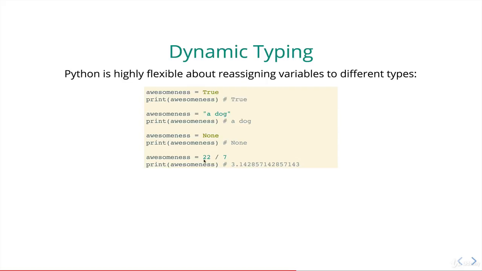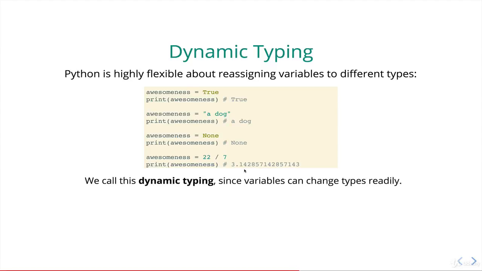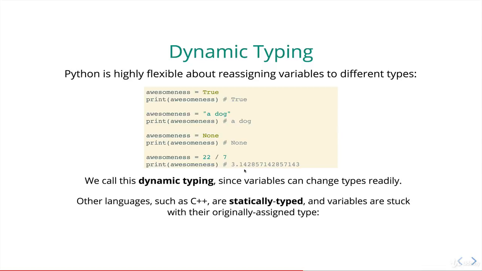Then we have awesomeness equals 22 divided by 7, and the result of that is a float. So this is just something that it's good to be aware of. But this is also something that is somewhat unique to Python. There are other languages that support dynamic typing as well, but there are lots of languages that don't. For example, languages like C++ are what's known as statically typed, which means when you define a variable as a Boolean, it has to stay as a Boolean. And if you want to change it, well, you actually need to make a brand new variable, and you can't really dynamically change things at all.